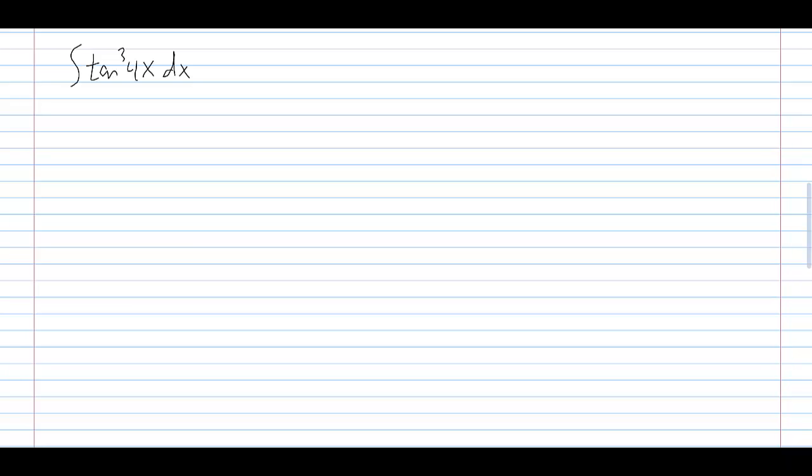Hey folks, I'm taking a look at one more trigonometric integral. This one is tangent cubed 4x dx. So this is involving tangent. So again, let me come over here and write down off to the right things that pop into my head when I see tangent. One of the first things I write down is the trigonometric identity of 1 plus tangent squared is equal to secant squared.